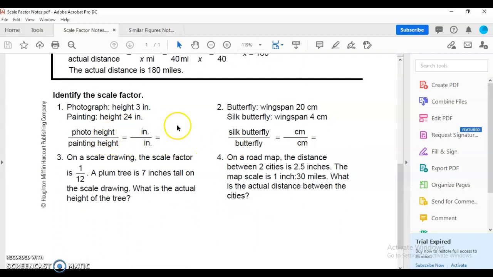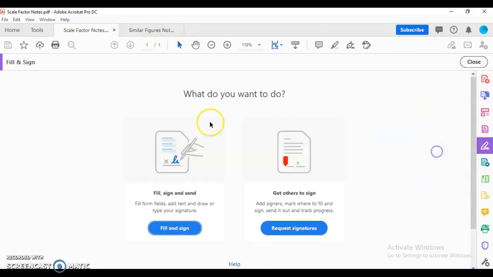So the top one said find the scale factor. I got photo height over painting height. My photo height is 3 inches. So I'm going to put 3 inches. Oops, sorry, hold on.